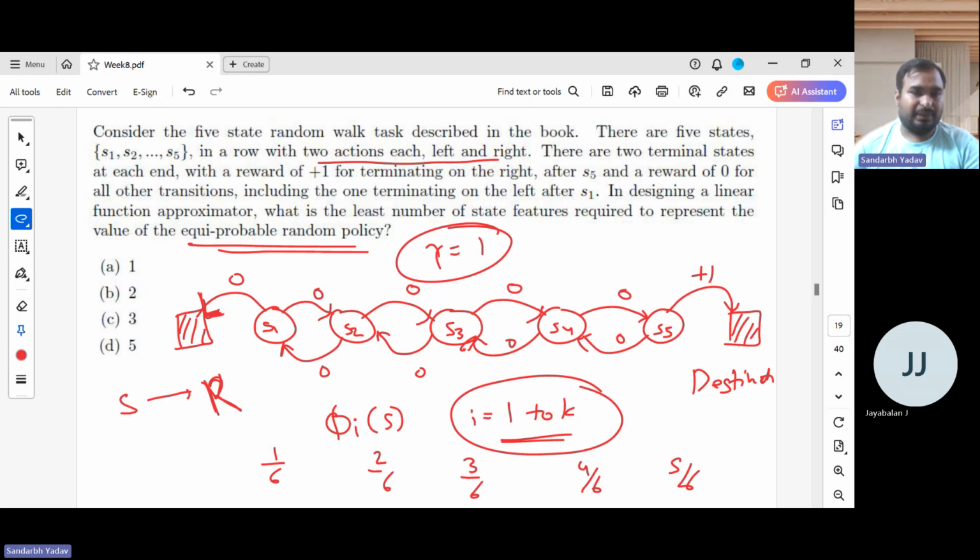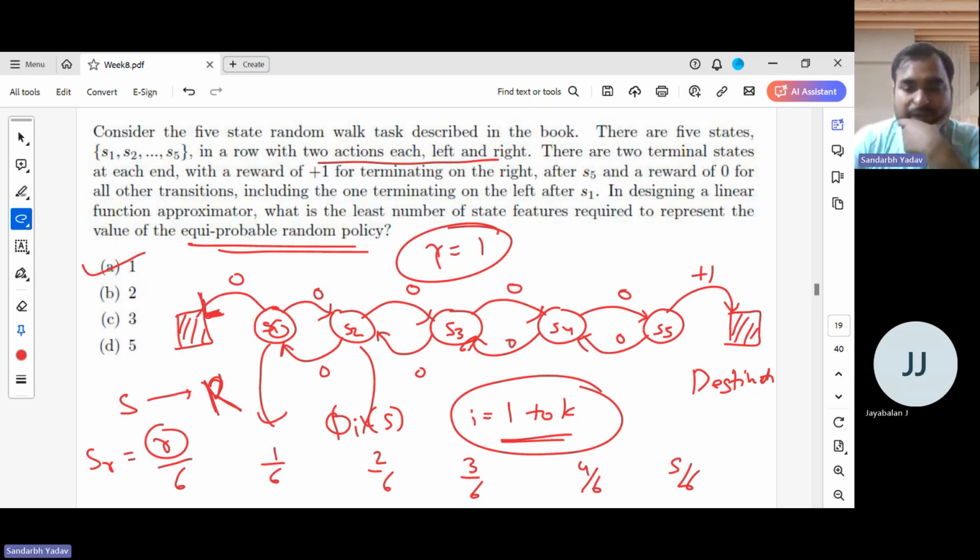So basically we are mapping S1 to 1 by 6, S2 to 2 by 6, S3 to 3 by 6, S4 to 4 by 6, S5 to 5 by 6. So all we need is just the index of the state. If we know the index of the state, we can write that the value of state R equals R upon 6. So only one feature, just the index of the state, is sufficient. How many features are sufficient? Just one feature.